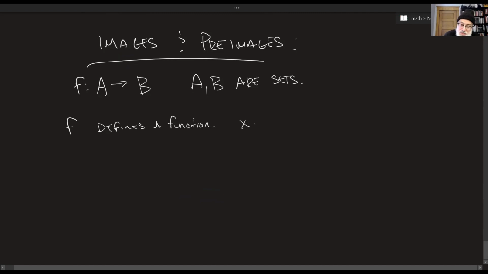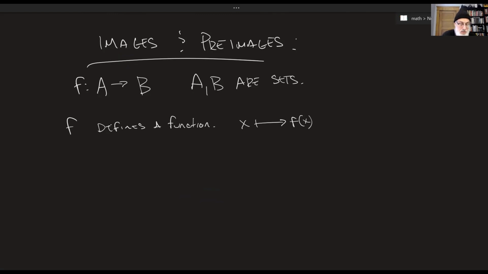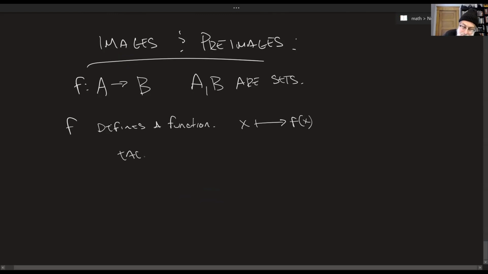Now, a function will take an element, let's say x, into its codomain, where it's f of x. In other words, each x has exactly one output. And we'll call that f of x. And that exists in B where x is in A.